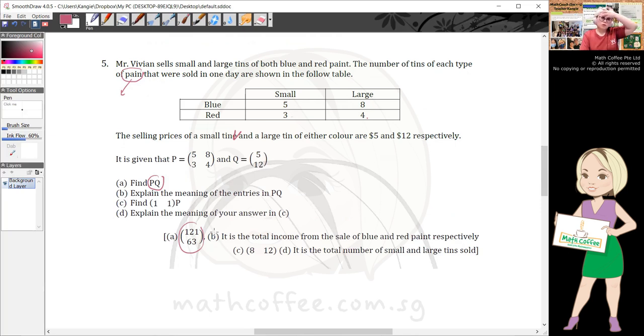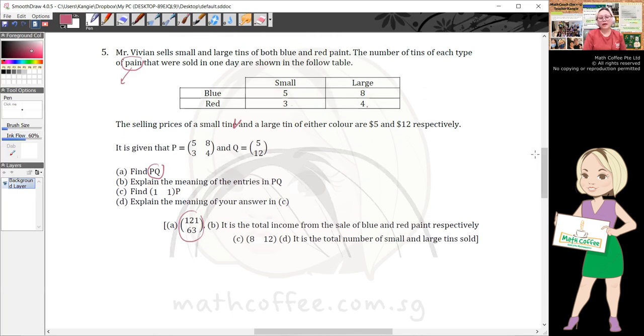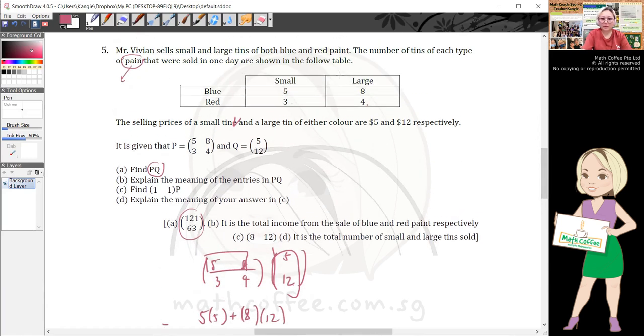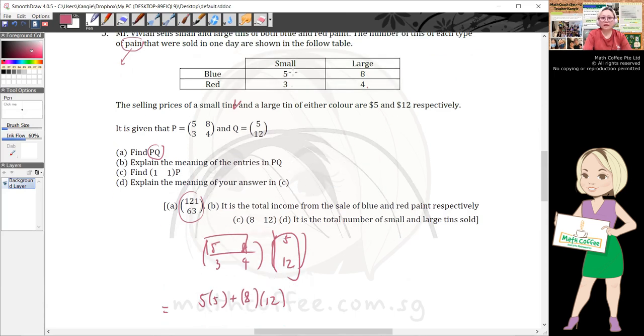Okay, how do you get 121 and 63? Sometimes you're saying, okay, I don't know the meaning of it, right? But looking at the working, you'll be able to find out what it is. I'm not going to do the full thing, but I just want to show you how they do the number multiplication. You know that you will take 5 times 5 plus this 8 times 12, agree? Then you go and look at the numbers over here. You take 5 times 5.